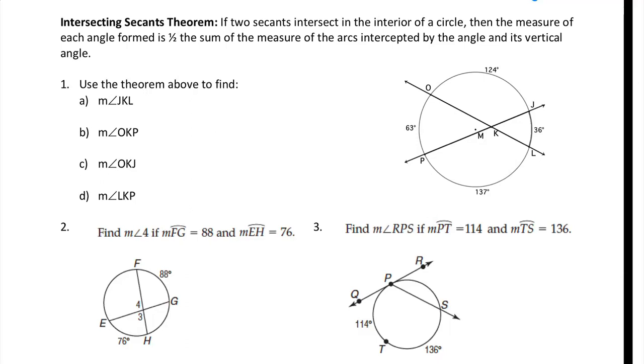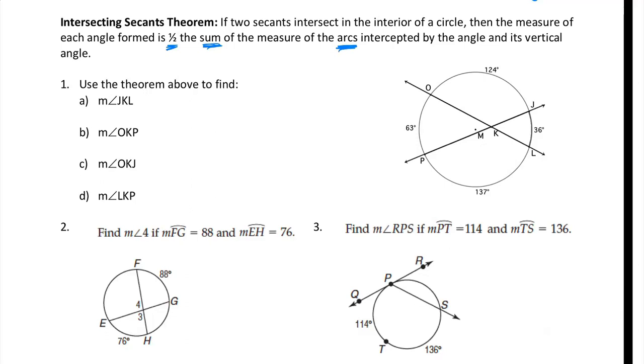The intersecting secants theorem says if two secants intersect in the interior of a circle, so we have line, line, intersection inside the circle, then the measure of each angle formed is 1/2, get this now, 1/2 the sum of the measures of the arcs intercepted by the angle and its vertical angle. There's a lot there, so let's break that down.